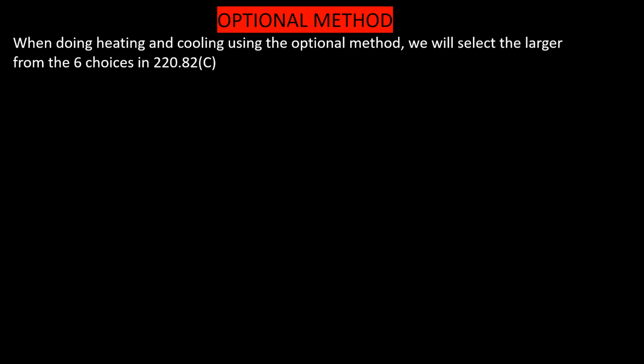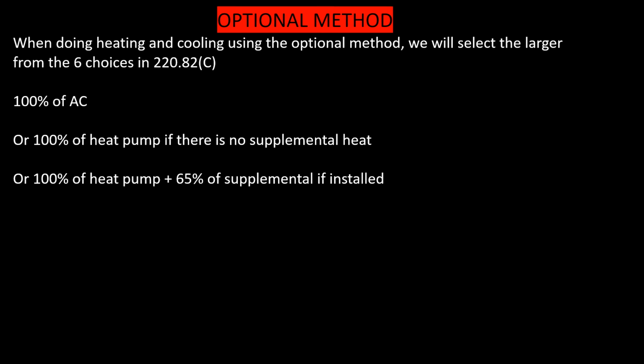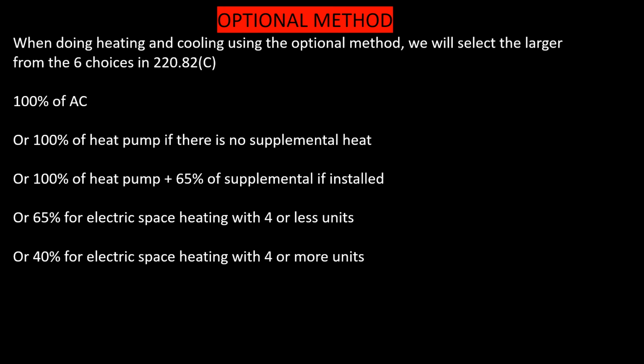Okay, so just to recap, remember you're going to select the larger of the AC, 100% of the heat pump if there is no supplemental heat, 100% plus 65 if there is supplemental heat, 65 for 4 or less, 40% for 4 or more, 100% of thermal storage heating, and remember you can find all of this in 220.82(C) right there in the optional method breakdown.